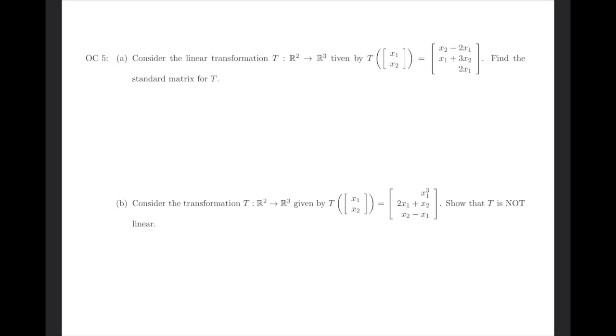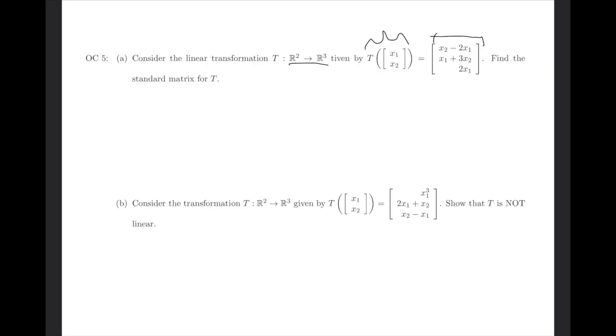In this video, I want to take a look at a couple questions that may come up on a linear algebra exam. So it's objectives 5 through 9, and we're going to start off with this question. It asks us to consider the transformation going from R2 to R3, where the transformation is given by this. So we want to find the standard matrix for T.